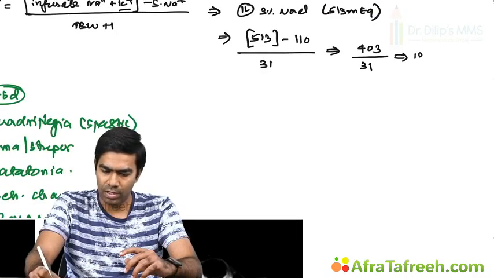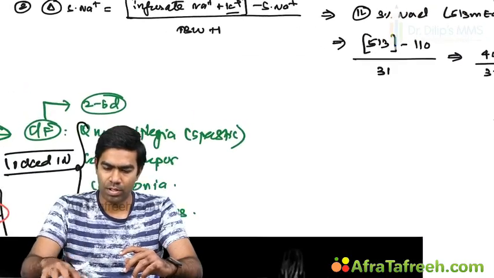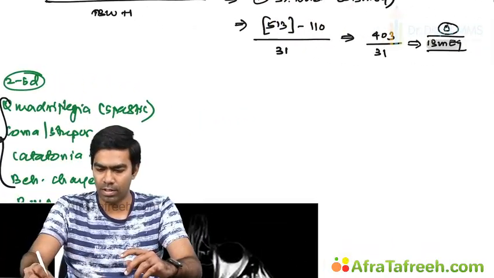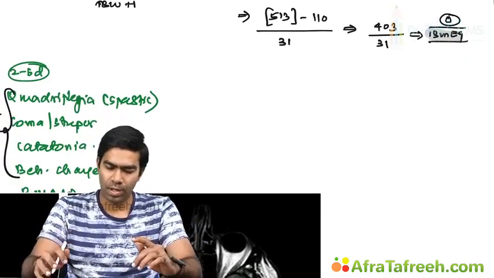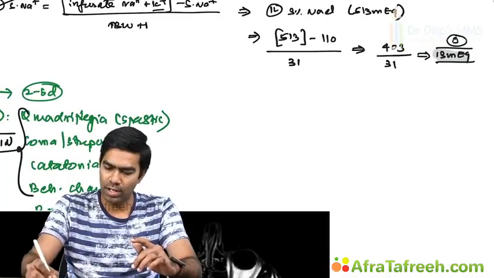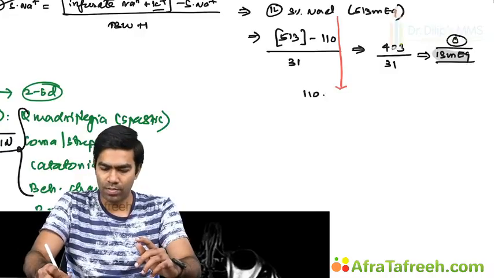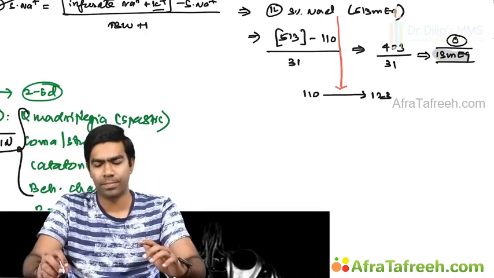I will be getting around 13 milliequivalents as the change in the serum sodium. So this is the magnitude of change I am expecting, that is 13 milliequivalents per liter of serum sodium must rise. Which means, if I am giving 1 liter of 3% NaCl, according to this formula, sodium will rise from 110 to 123. 13 is going to rise.